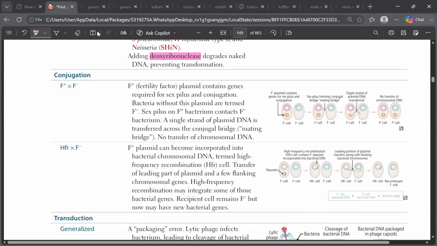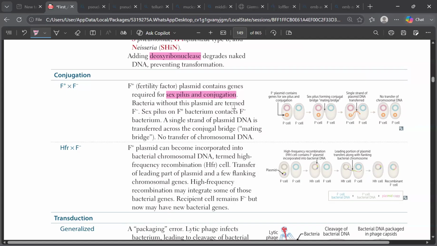Then we have conjugation, an F positive and F negative conjugation. F positive is a fertility factor plasmid that contains genes required for sex pilus and conjugation. Okay, let's look at the diagram first. This is an F positive cell. It has an F positive plasmid that contains genes for sex pilus and conjugation. Then we have an F negative cell, and the sex pilus forms a conjugal bridge or mating bridge right here. And then this F positive cell transfers a single strand of the plasmid DNA to the F negative cell. There's no transfer of chromosomal DNA, it remains separate, and both the cells are now F positive.